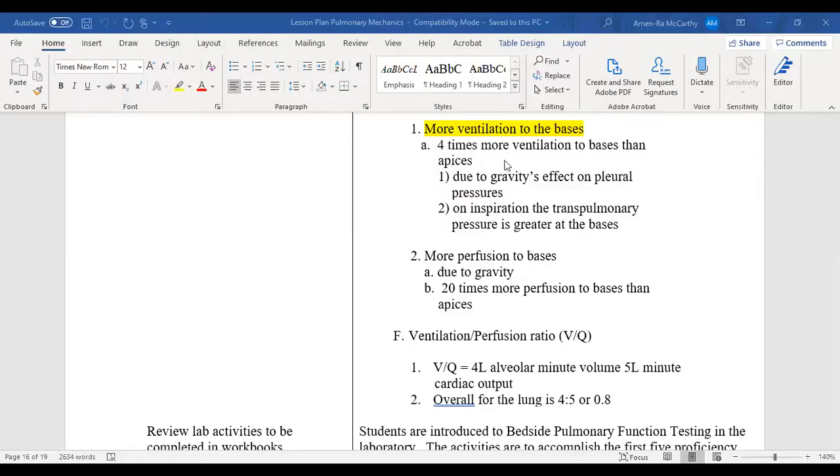4 times more ventilation at the bases than the apices, and 20 times more perfusion at the bases than at the apices.